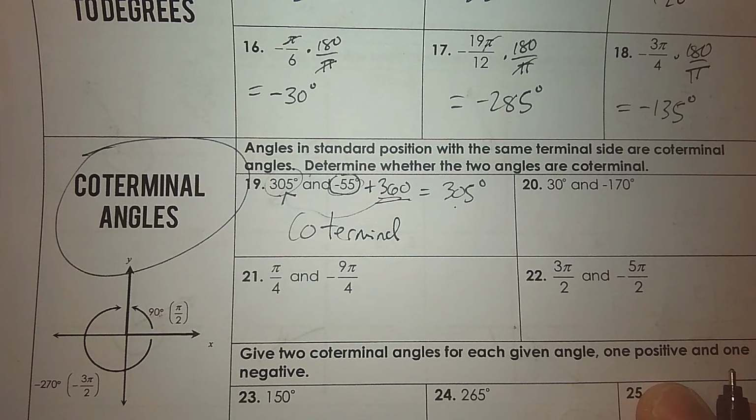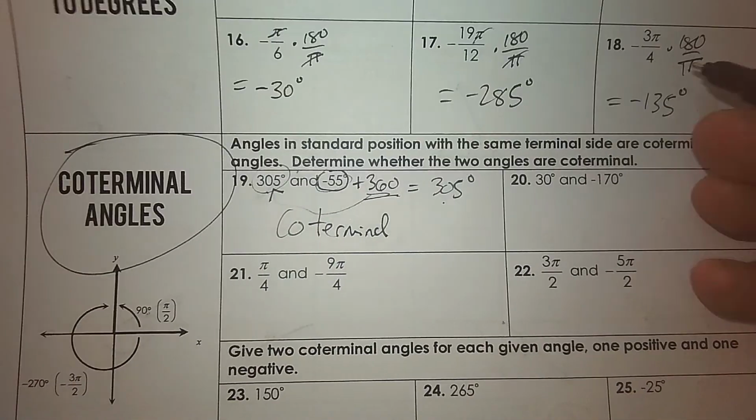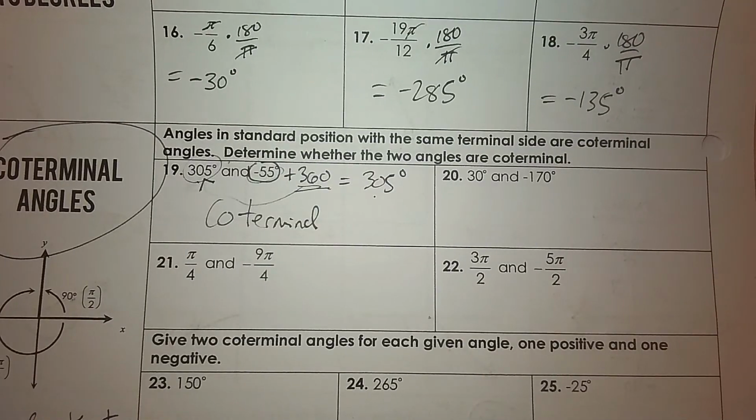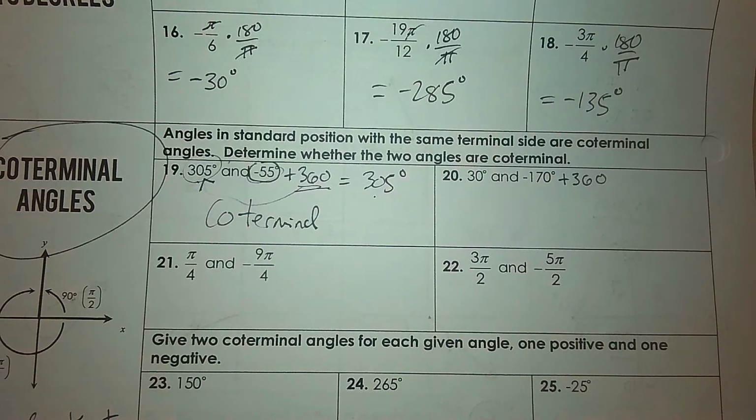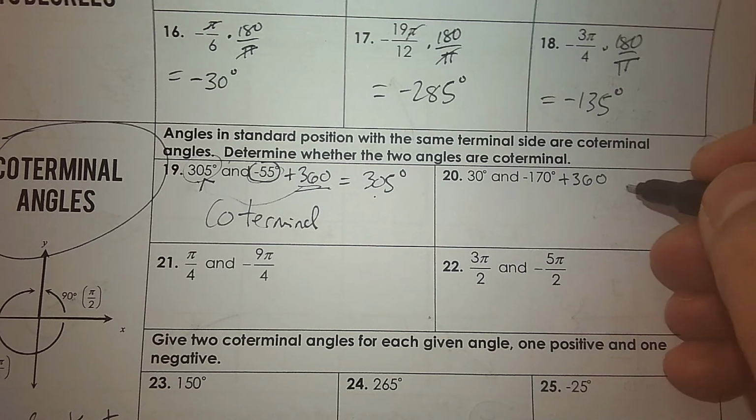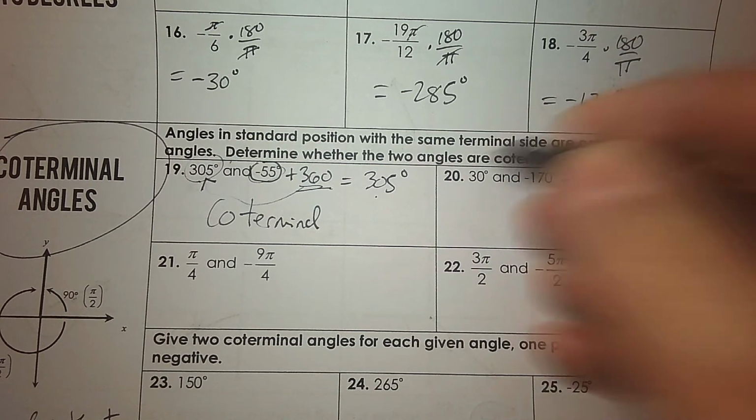Yes? Number 20. How will I know if they're coterminal? What am I going to add? Okay, take the smaller angle and add 360. What do you get? Negative 170 plus 360. Use your calculator. What do you get? 190? Are they the same?